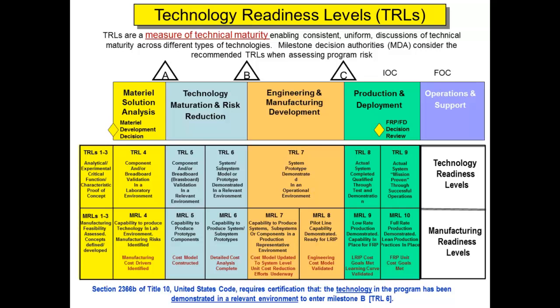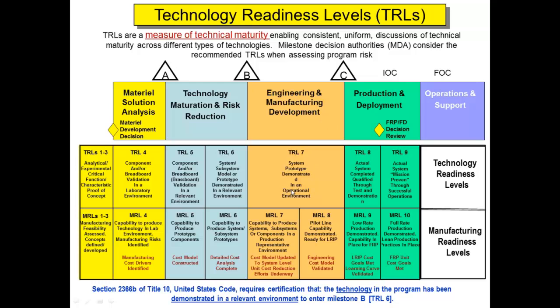Then you have technology readiness levels. So basically, we can't let a piece of equipment go forward in the process of being built if it can't achieve its requirements through technology. So if that technology is not able to be demonstrated in a relevant environment, TRL 6, it cannot pass milestone B. So until that piece of equipment can go out to a relevant environment and demonstrate its capability, it cannot pass milestone B. Same thing for milestone C.